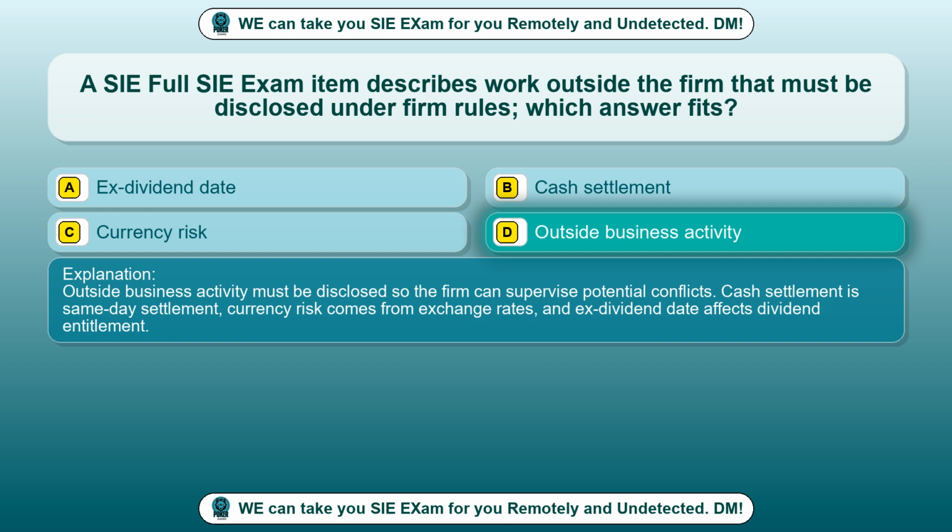Outside business activity must be disclosed so the firm can supervise potential conflicts. Cash settlement is same-day settlement, currency risk comes from exchange rates, and ex-dividend date affects dividend entitlement.